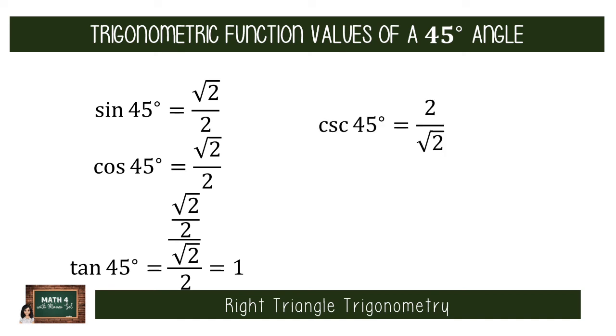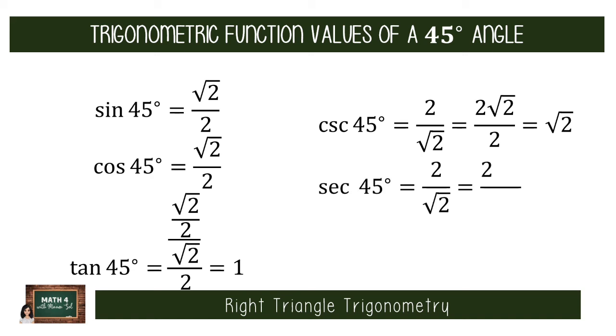Cosecant of 45 degrees is equal to 2 over the square root of 2, or 2 times the square root of 2 all over 2, or simply square root of 2. Secant 45 degrees will be equal to cosecant of 45 degrees, so it will also be equal to the square root of 2. And lastly, cotangent of 45 degrees is the reciprocal of tangent 45 degrees, which is 1, so it is also equal to 1.